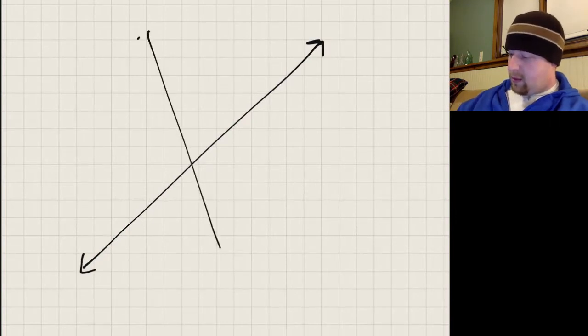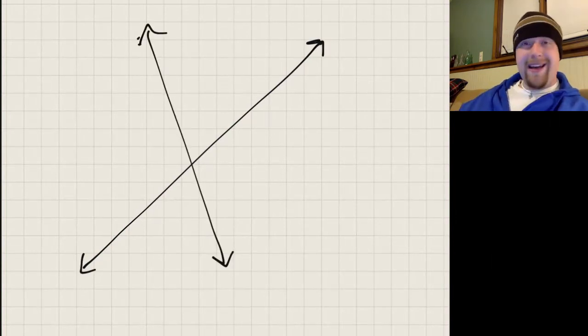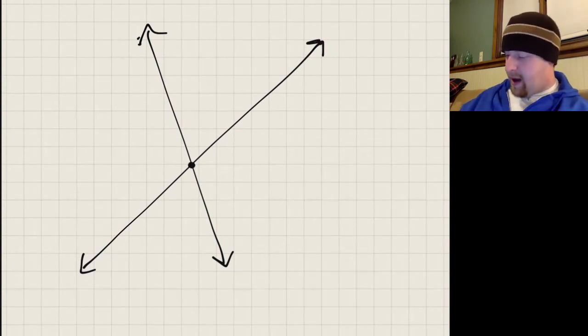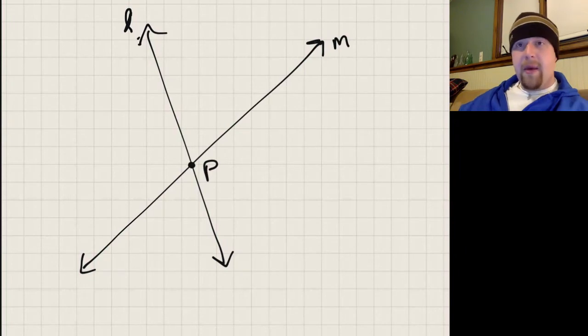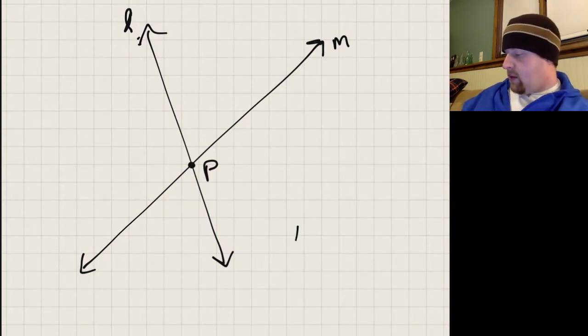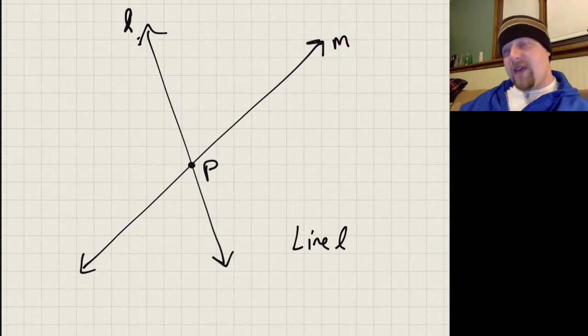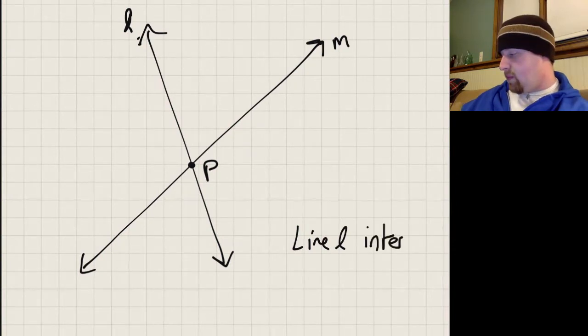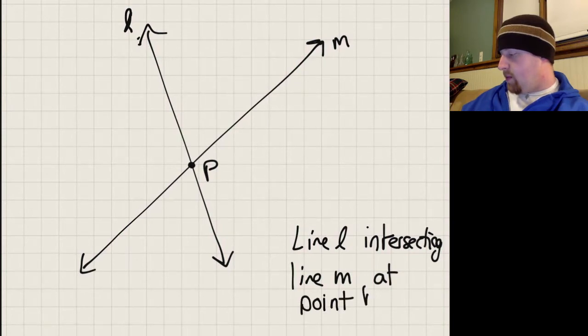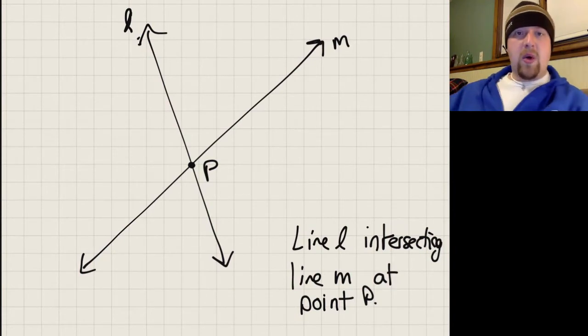So here's an angle, or there's a line and there's a line, okay? And they're intersecting at point P. I'm going to call this line L, and I'm going to call this line M. So I have line L intersecting line M at point P. Okay, that's what's happening here. So line L is intersecting line M at point P.